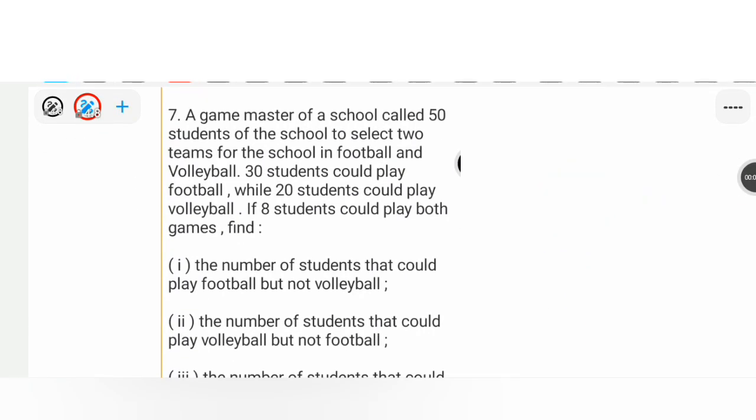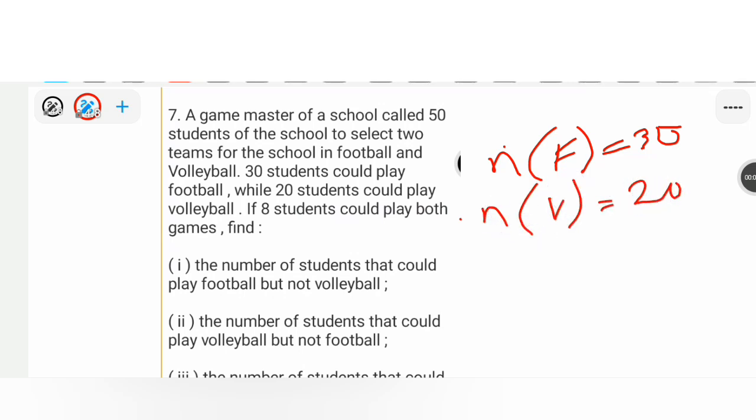So we take the next one. A game master of a school called 50 students of the school to select 2 teams in football and volleyball. So for football we're going to use F, and for volleyball we're going to use V. 30 students could play football. You can see it from here. So just write n(F), so that's 30. For the next one, 20 students could play volleyball. So that will be n(V). We're going to put in 20 here.